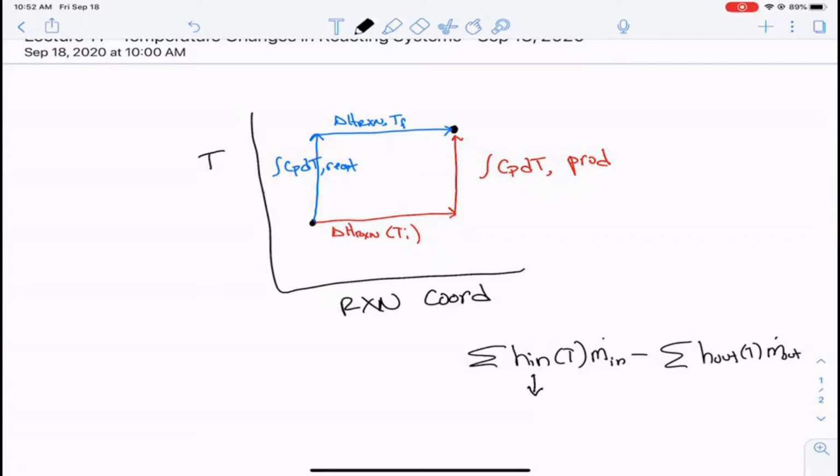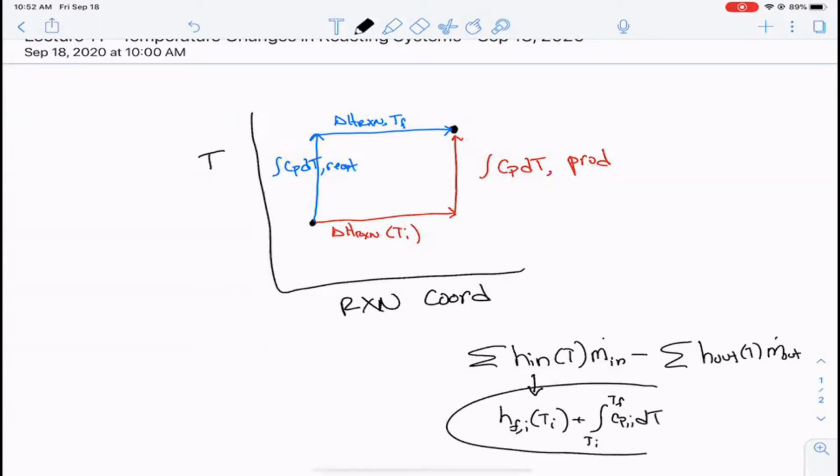And the way that we can do that is that H in, we know, is then the heat of formation of whatever the species is at the initial temperature plus the integral from the initial temperature to the final temperature of Cp dT. So when it comes to actually solving reactor problems, I'm going to focus on using that particular method. So I want you to be aware that that's where we're going.